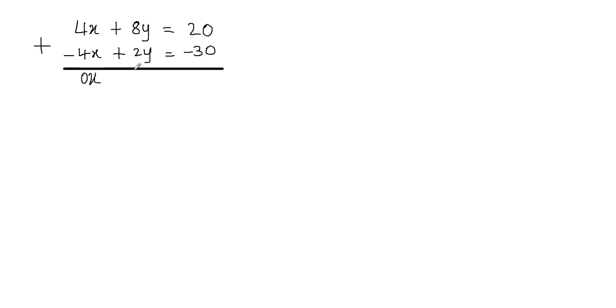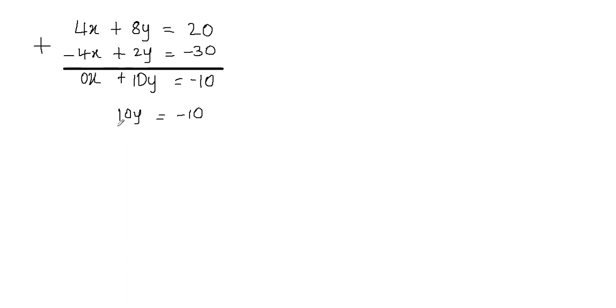So let's add now. 8y plus 2y is going to give me 10y is equal to 20 plus negative 30, which is going to give me negative 10. So 0x is going to be 0, so this is gone. We'll get 10y is equal to negative 10. And now we can solve this equation for y.